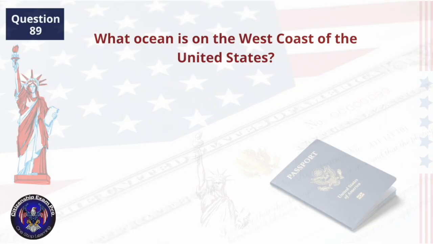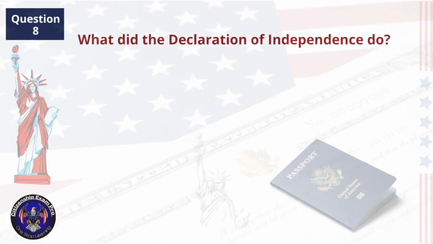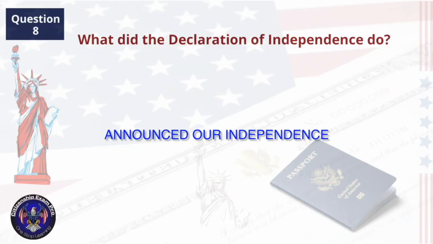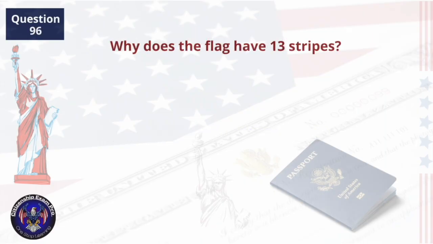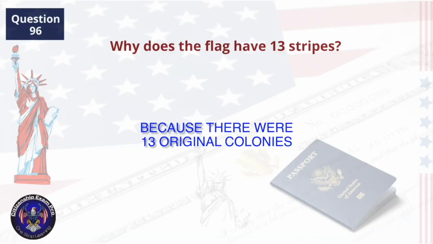What ocean is on the west coast of the United States? Pacific Ocean. What did the Declaration of Independence do? Announced our independence from Great Britain. Why does the flag have 13 stripes? Because there were 13 original colonies.